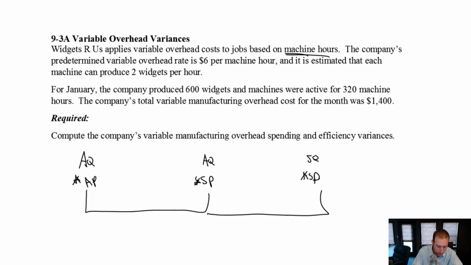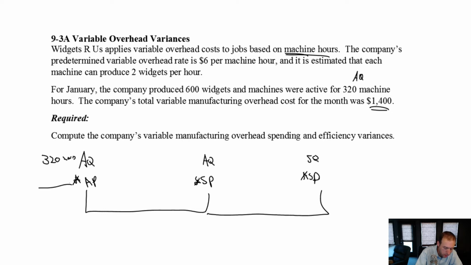For January, the company produced 600 widgets and machines were active for 320 machine hours. So this to me looks like an AQ number, right? Our actual quantity of machine hours worked is 320. The company's total variable overhead cost for the month was $1,400. Okay, so I think we've got enough to go on, at least enough to start. The machine hours, AQ, 320 hours.